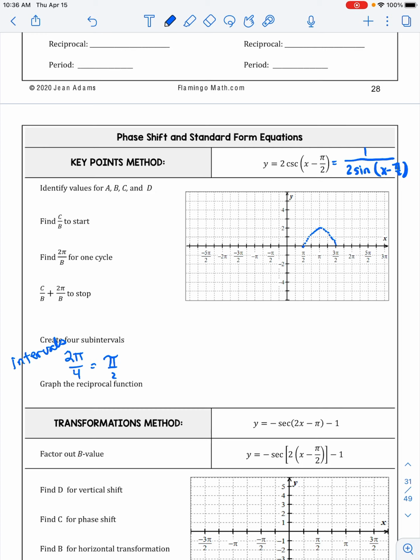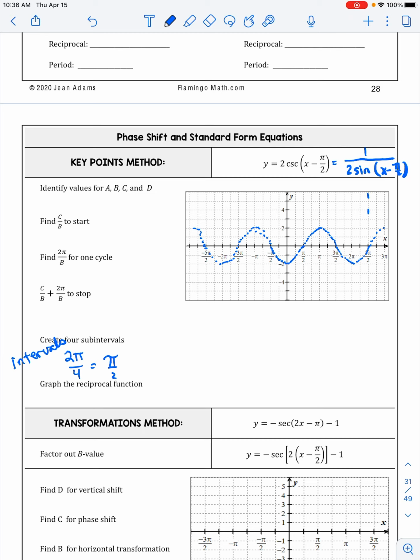Then it's going to go back down to 0, plus another pi over 2, which is 3 pi over 2. Then it's going to go down to negative 2 at 2 pi, and then come back up to 0. And again, this is your skeleton. And you could keep going if you wanted to. But that is your skeleton.